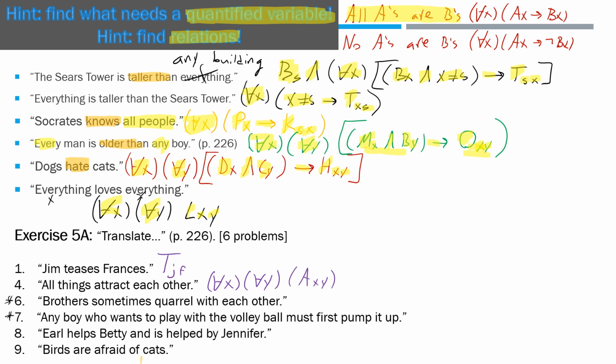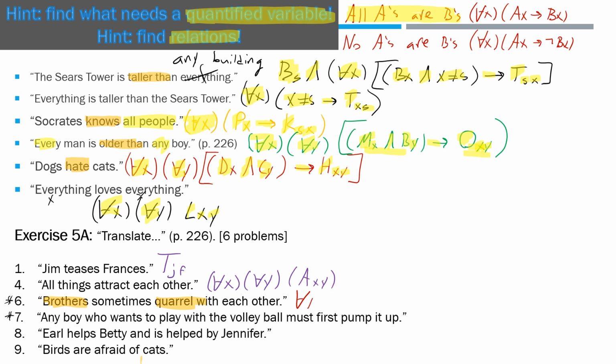How about number 6? It's a little bit more interesting. Brothers sometimes quarrel with each other. All right. So we have quarrel with each other. That's definitely a relational predicate, but even brothers we can treat as a relational predicate here, or as a two-place predicate. Because we can say the following.